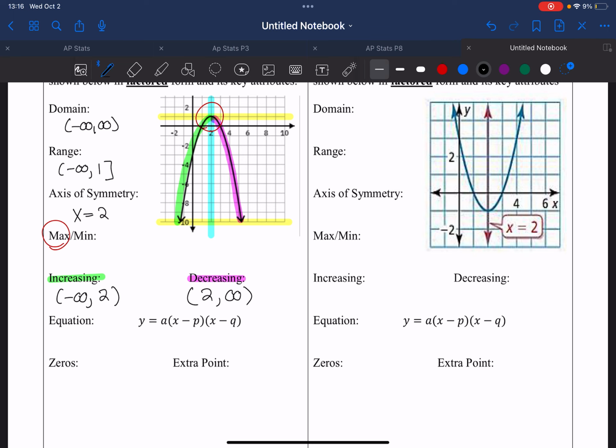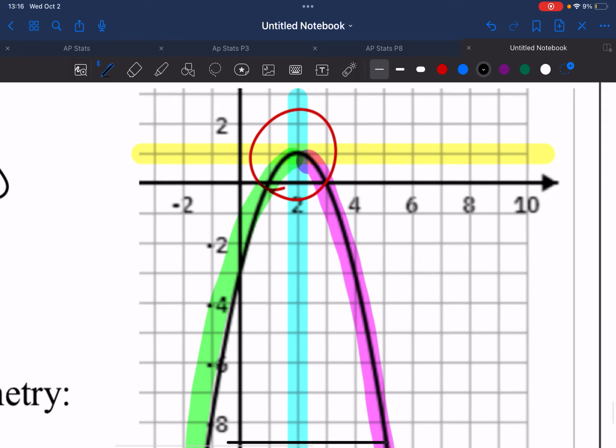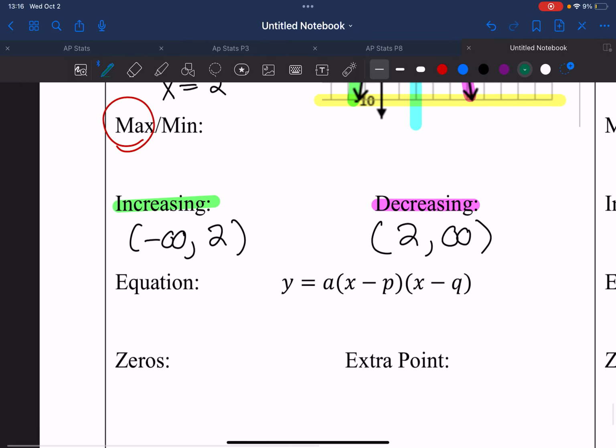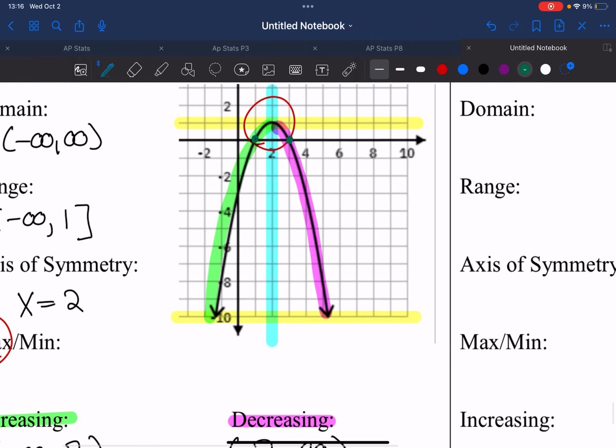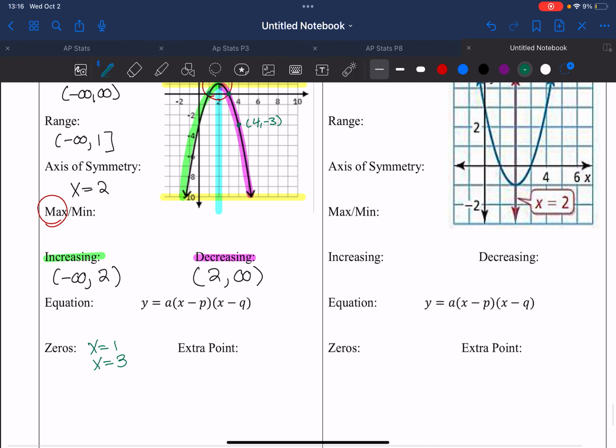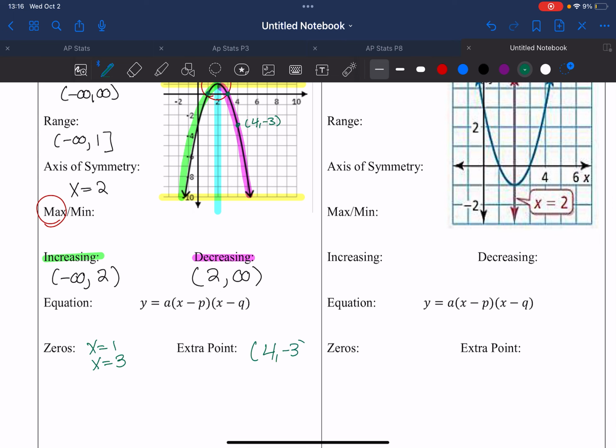Then we're going to write it in factored form, and in order to do that, we need our 2 x-intercepts. So zooming in here, I see that I have one x-intercept at 1 and the other is at 3. So I'm going to write that here. So I have x is equal to 1, x is equal to 3. And then I need to find an extra point on this graph. So I am going to choose, let's see, (4, -3) right here. Remember, that's any point on our graph.